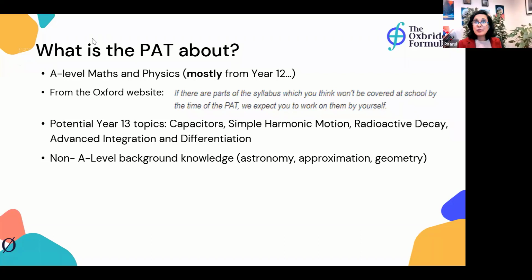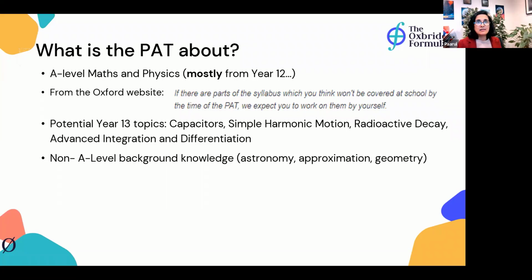All right, and approximations. I'm not going to talk too much about approximations now because we're going to be looking at a whole question on approximations later on. But also geometry. It's not that you won't have ever covered this, but if you imagine those questions where you have a shape and you have to find the ratio between the two areas, those kind of things aren't really covered at A-level, and they're not really covered that much at GCSE either.